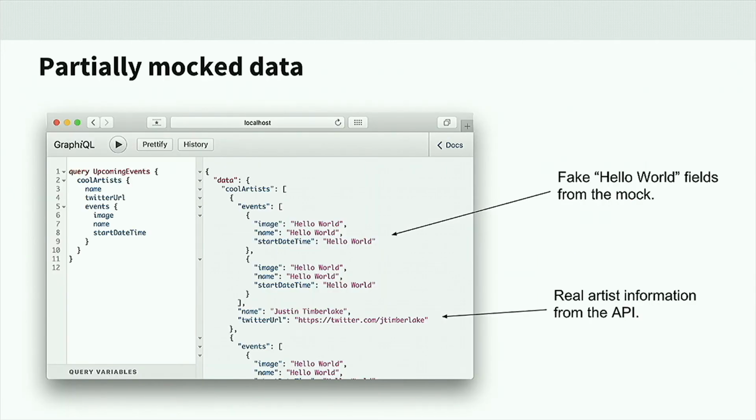So now that we've implemented that resolver that fetches from our REST API, we can have a hybrid approach while we're working on our API where some of our data is mocked, but some of our data is coming from the real API. So you can see in this screenshot, we've got a real name for the artist and the real Twitter URL, but we haven't yet implemented how to fetch the events. So we're making progress, and like I said, you don't have to go all or nothing.